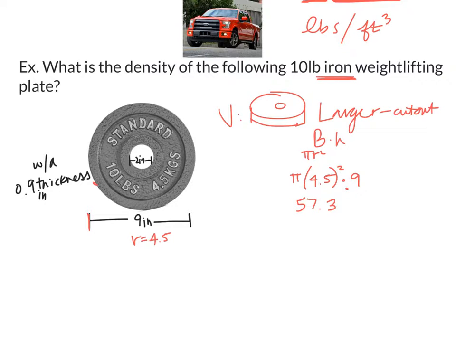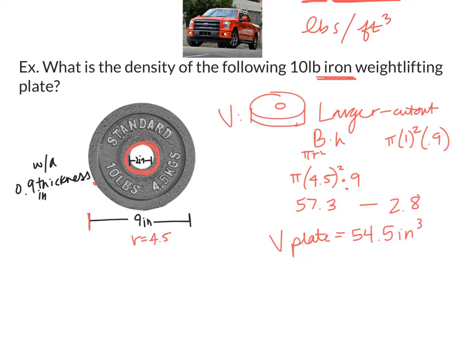Now the cutout is also a cylinder, but we're going to be subtracting it. It's still pi r squared, but this time the diameter of the cutout is 2 inches, so the radius is going to be 1 inch. That's pretty easy to work with, times 0.9. When I calculated that, I got 2.8. We're subtracting it because we're cutting it out, removing it from the original size of the plate. This gives me a volume in the end, and we're going to add units. The total volume of the plate is equal to 54.5, and this is in inches cubed.